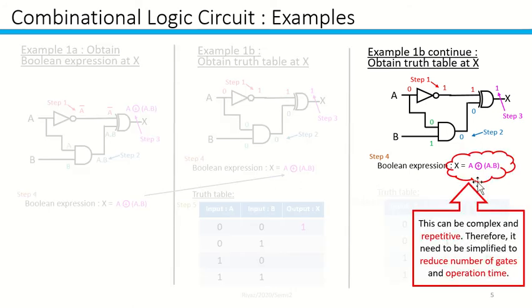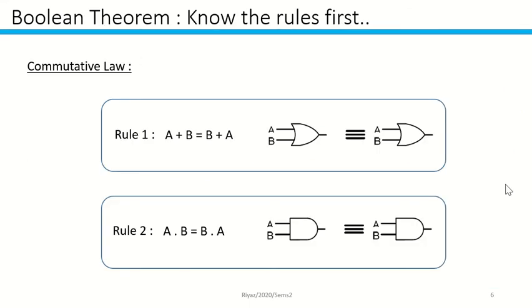When we get the Boolean expression from this particular circuit, it can be very complex and repetitive. Therefore, it is necessary to simplify it so that we can reduce the number of gates we use and also the operation time, because each gate has its own required operation time. A higher number of gates will cost more time to process. So this is the Boolean theorem.